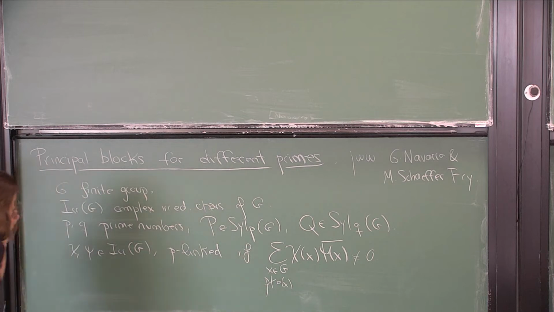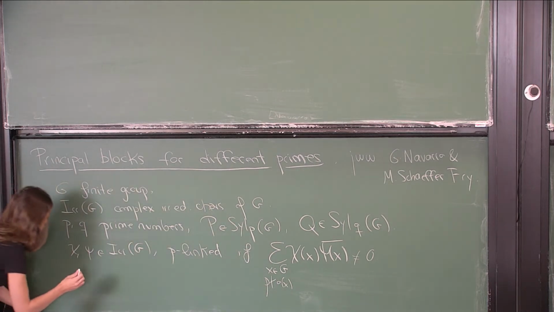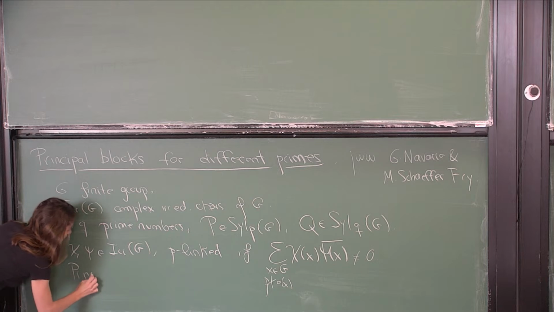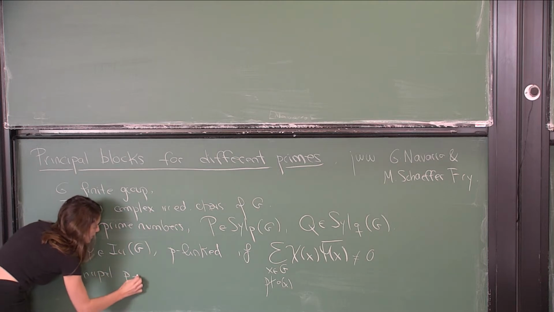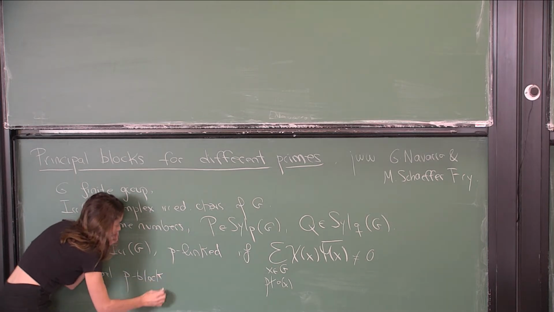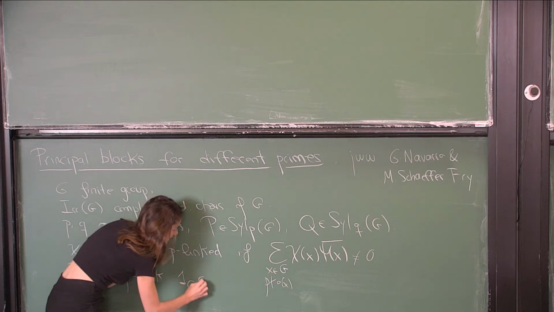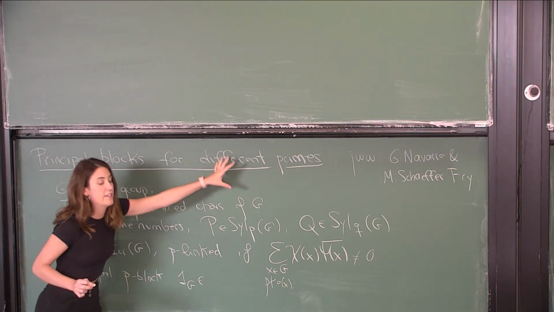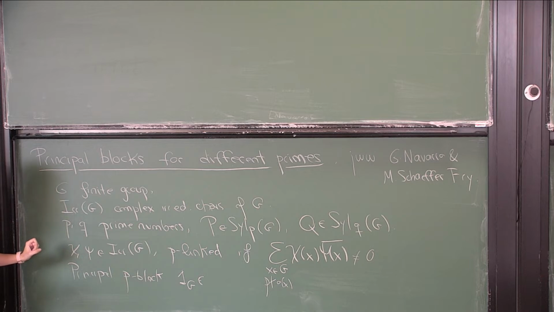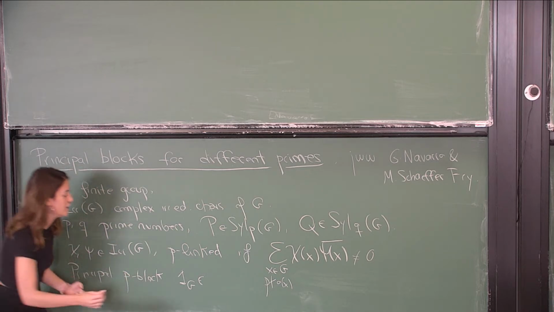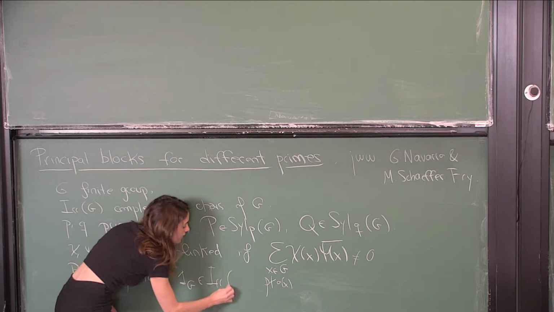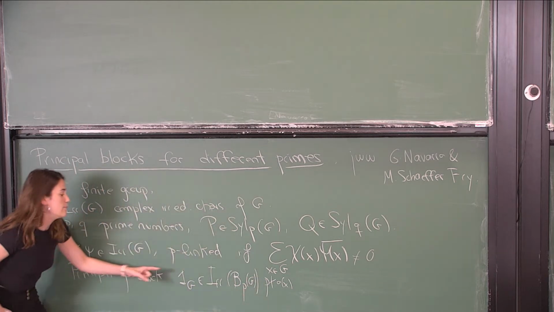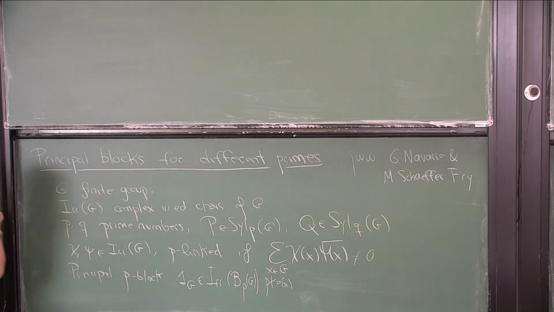So, for notation, the principal block is the block containing the trivial character. The principal p-block contains the trivial character, and in this talk, I'm going to talk about different primes, so I will try to make the prime explicit in the notation. I will denote by B_p(G) the principal p-block of G.